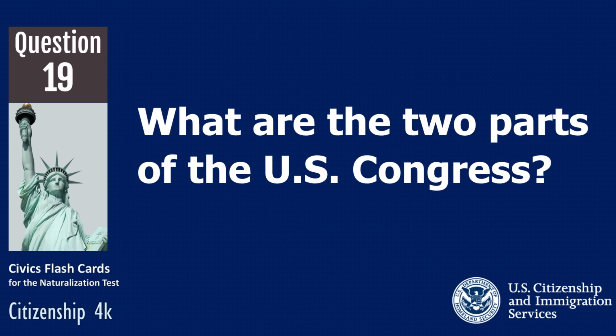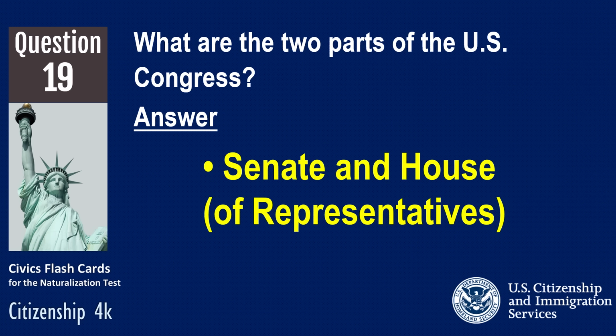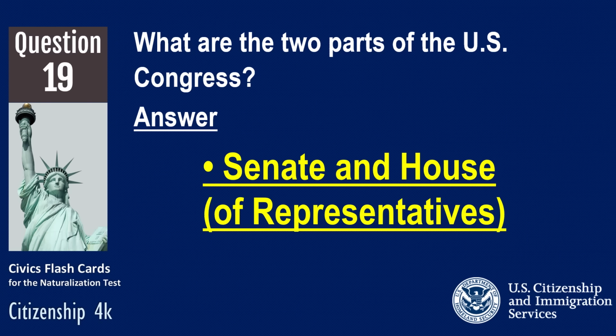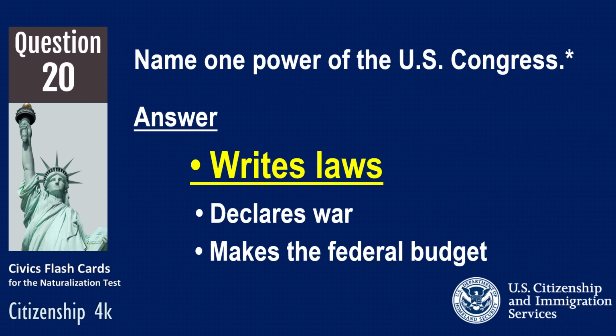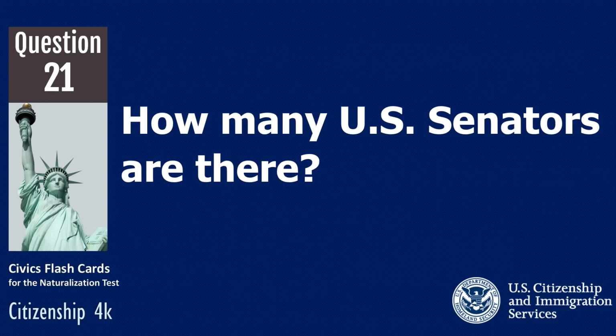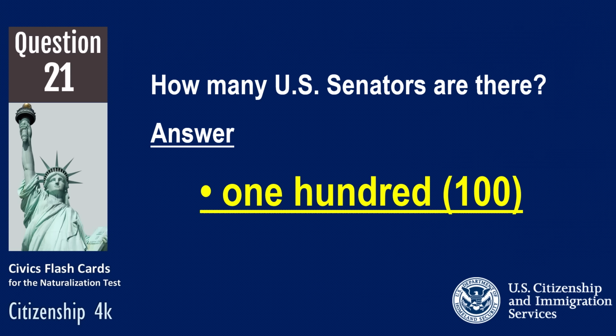What are the two parts of the U.S. Congress? Senate and House of Representatives. Name one power of the U.S. Congress. Writes laws. How many U.S. senators are there? 100.